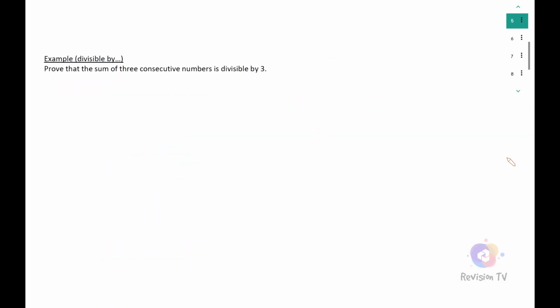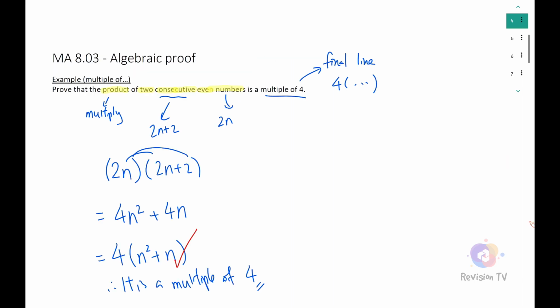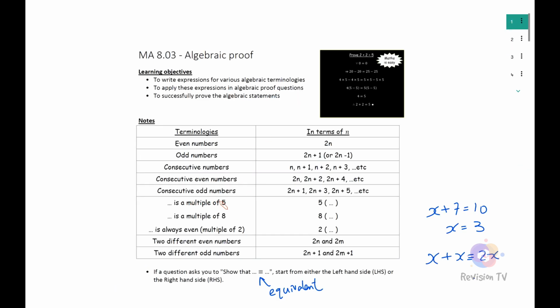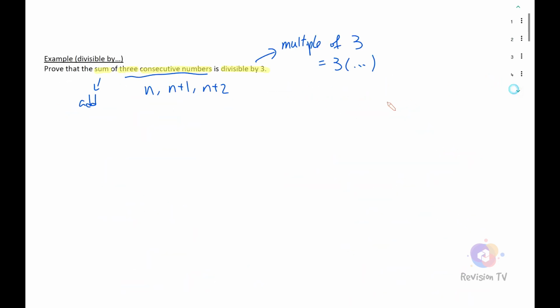Prove that the sum of 3 consecutive numbers is divisible by 3. Divisible by 3 is the same as a multiple of 3. So don't get tricked by the wording. It's the same thing. Multiple of 3. 3 times something. Okay. Sum of 3. Sum means add. You can add them up together. Consecutive numbers. So n, n plus 1, and n plus 2. We talk about the consecutive numbers again in the notes. If you have a look in the terminology part of it, consecutive numbers n, n plus 1, n plus 2, n plus 3. Right, so we're going to add them up.